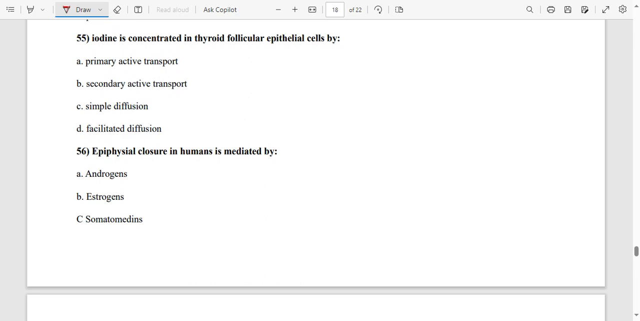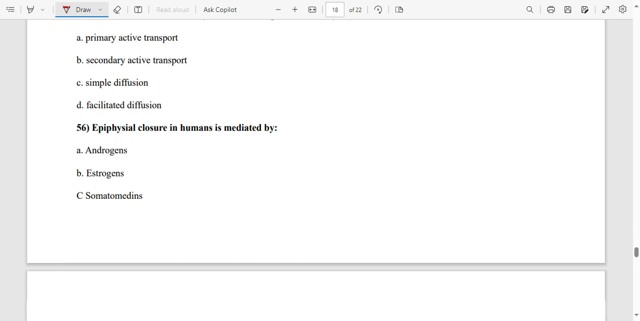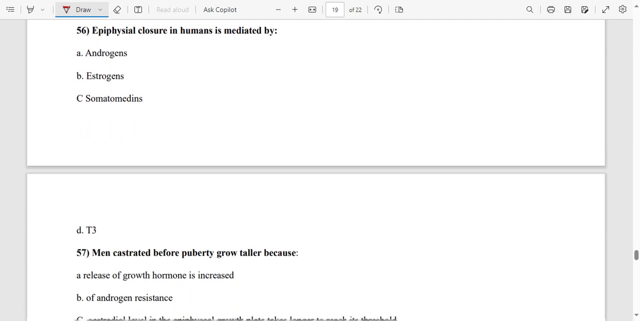Epiphyseal closure in humans is mediated by: androgens, estrogen, somatomedins, T3. So the closure of the epiphyseal plate is going to be associated with estrogen. Meaning if you have more estrogen, expect that growth should be limited.